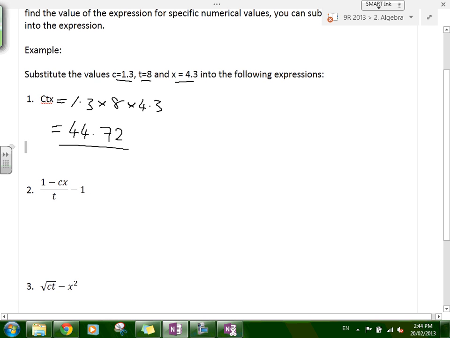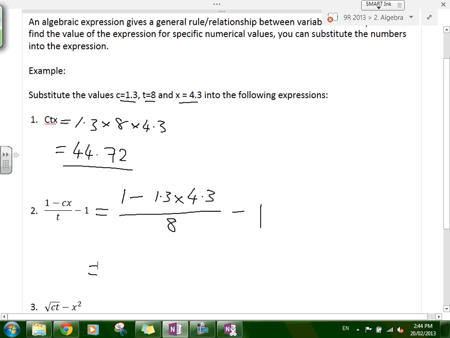Right? 1 minus Cx over T minus 1. Again, we substitute. Instead of writing C, we write 1.3, T, etc. So it's 1 minus 1.3 times X, which is 4.3, over T, which is 8, minus 1. Okay? So please find this: 1 minus 1.3 times 4.3 over 8 minus 1.